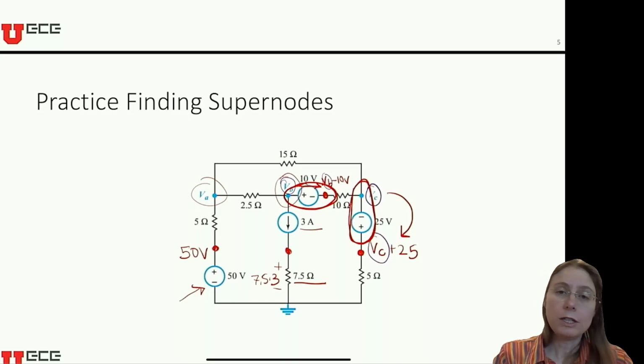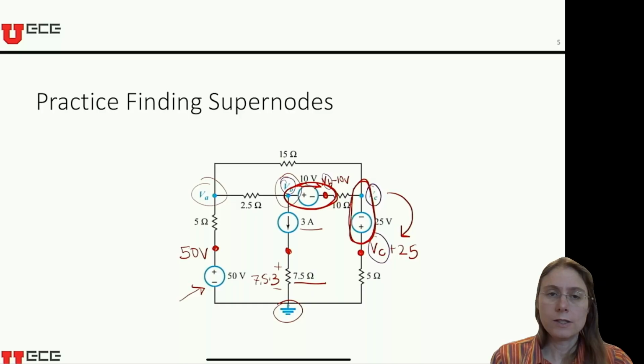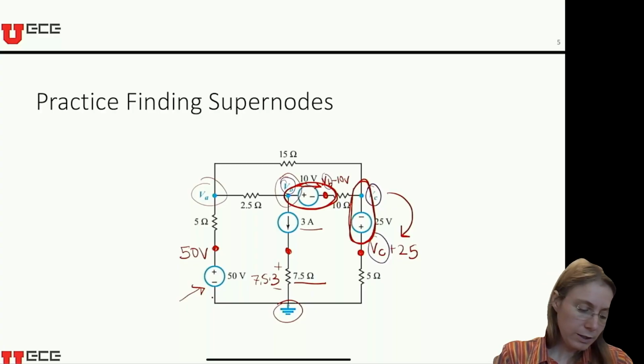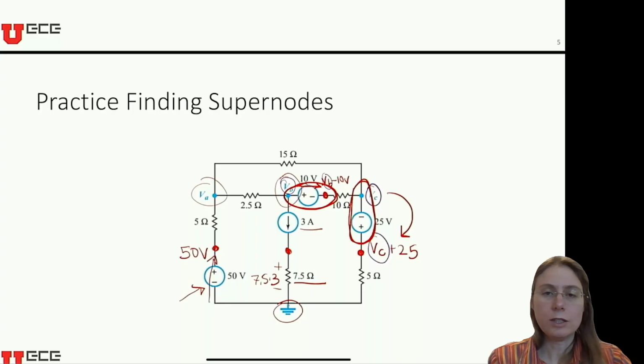The reason we don't need a supernode for the 50 volt source is that on one side it has ground defined. So there isn't an unknown voltage on one side. Therefore we can directly define the voltage on the other side as being 50 above 0. And we know the voltage, and thus it doesn't need to have a supernode in this case.